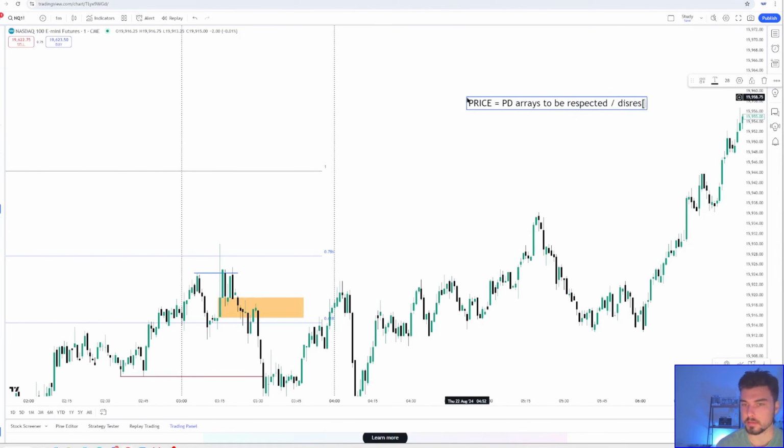Respected or disrespected at key levels or zones. What are those key levels or zones? After sweeping liquidity or at optimal trade entry. Time, we're looking for these things to form either during a macro or during silver bullet.